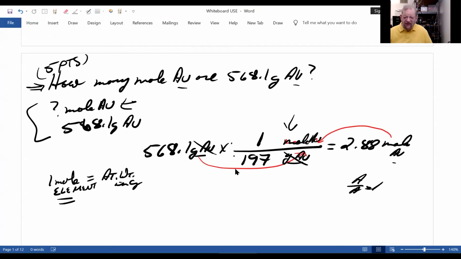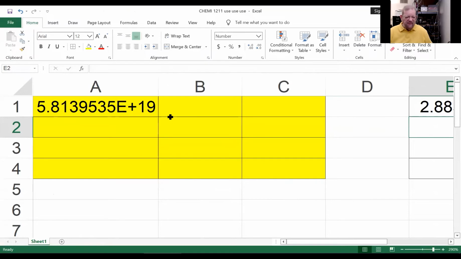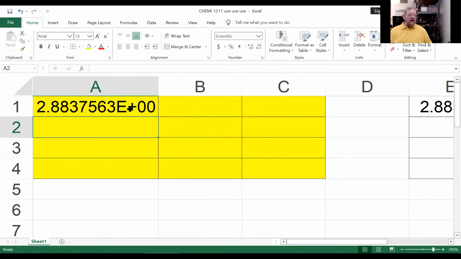And that's how you do it. One thing I should point out, if you have your calculator in scientific notation, is something that sometimes gets students confused. Let's do the same thing as if we're in scientific notation. And notice it has 2.88 extra times 10 to the 0. And you might see this. What do I do?